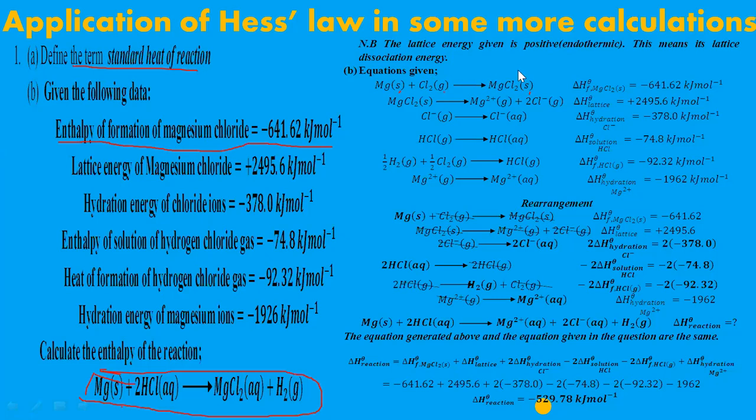Now, some people may call this magnesium chloride aqueous. There is no way it can become aqueous. It is a solid because there is no water here anywhere. Am I clear? Am I clear, members?